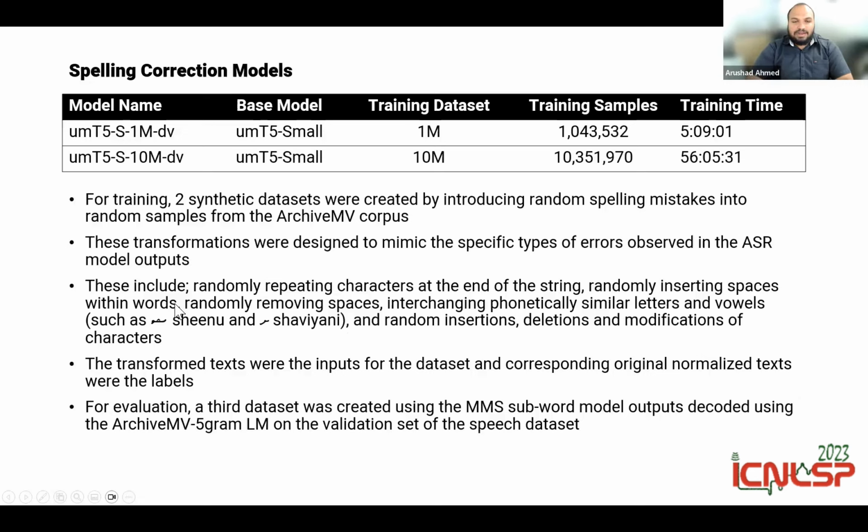We created one data set with around 1 million samples and a second data set with around 10 million samples. So one model was trained with the 1 million sample data set, and the other model was trained with the 10 million sample data set. And for evaluation, we created a third data set by taking the MMS-based subword model outputs, decoding using the academic 5-gram language model.